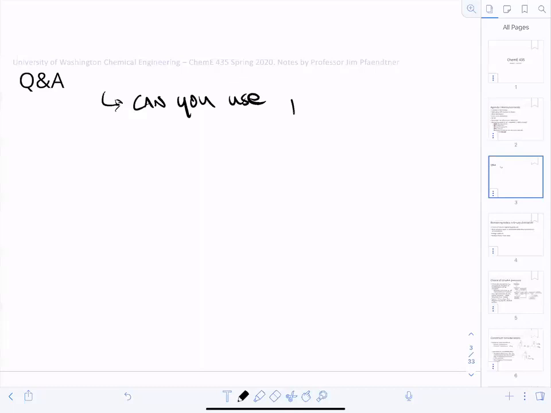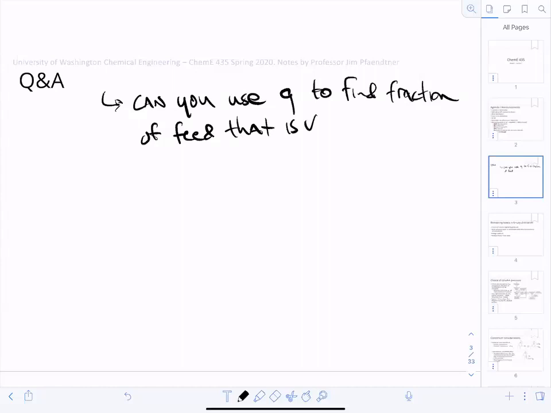So the question is, can you use q to find the fraction of feed that is vapor? That would be something like F_V over F if we were going to label that, the component of the feed that's vapor. We had slightly different variables in the example of flash. I'm just pulling up the notes from last week so I can see the exact formula. Give me one moment.